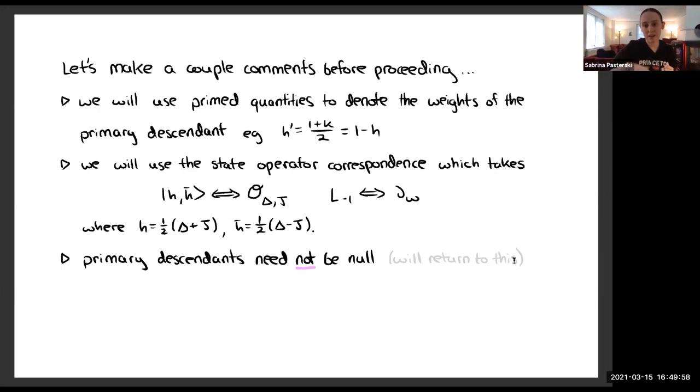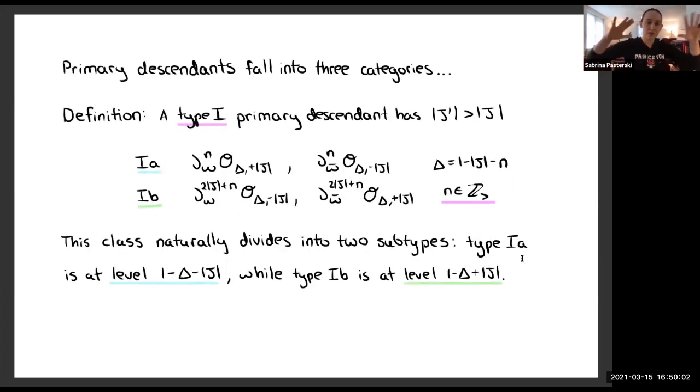That classification procedure lands on some nice general statements you can make about the conformal block decomposition. So now I'm going to talk about the different categories that these primary descendants fall into. The first definition is a type 1 primary descendant, which has the child primary descendant having a 2D spin larger in absolute value than the one it descended from.